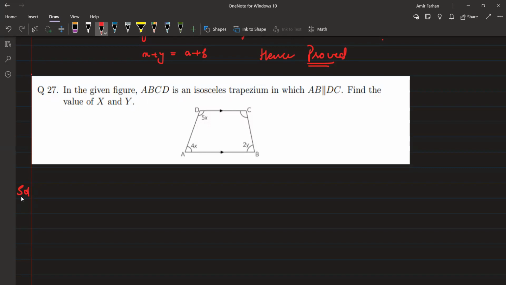Sir, I got x is equal to 20 and y is equal to 40. Okay, let's verify.